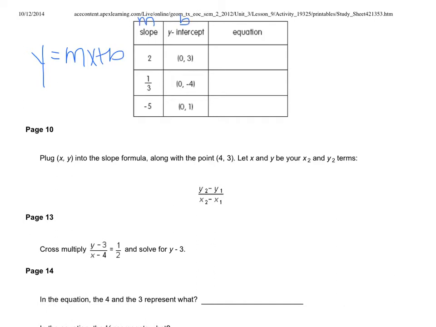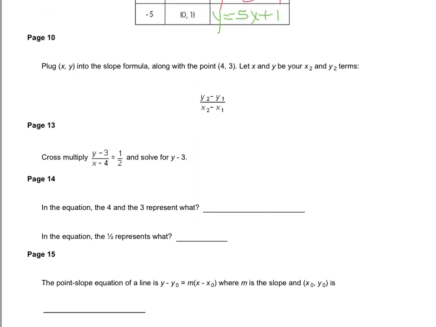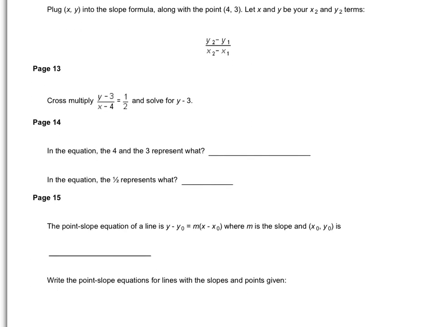So the equation with a slope of 2 and a y-intercept of 0, 3 would be y equals 2x plus 3. And if there was a slope of 1/3 and a y-intercept of 0, -4, the equation would be y equals 1/3 x minus 4. And if there was a slope of -5 and a y-intercept of 1, the equation would be y equals -5x plus 1.